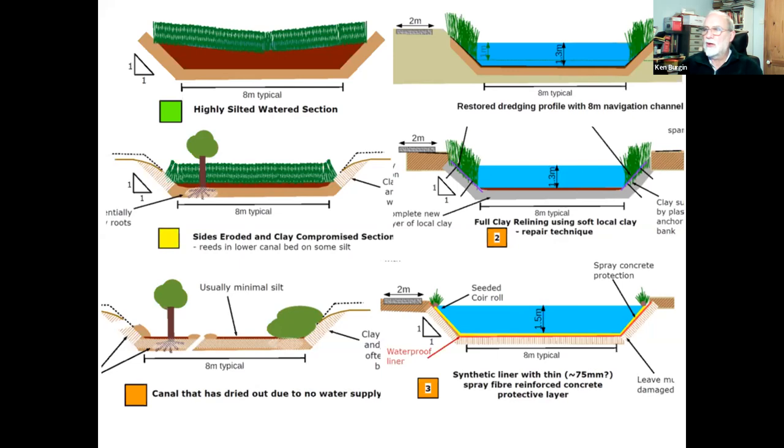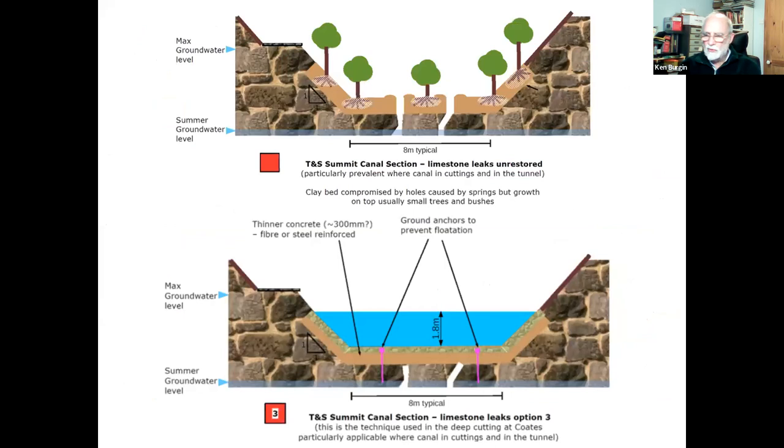And then on the right-hand side, there are various other things showing possible restoration techniques using the clay lining, so that local clay can be used, or possibly a synthetic liner, spray concrete and so forth. So there's various things there. And then the ultimate horror is the summit level. This is where water pressure in the winter can cause water to push the clay lining up, leaving holes through which the water then pours.